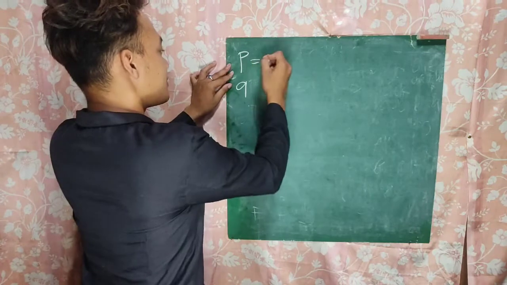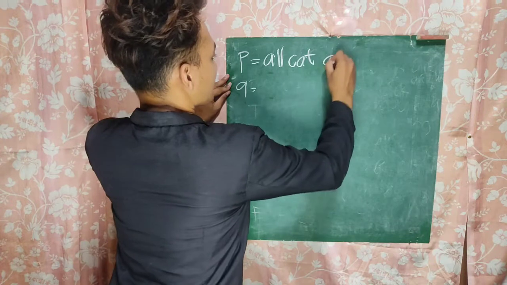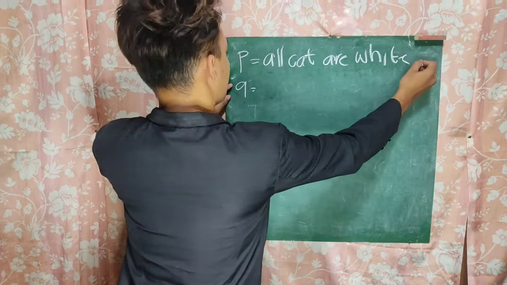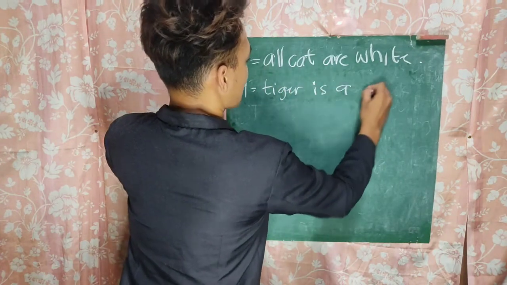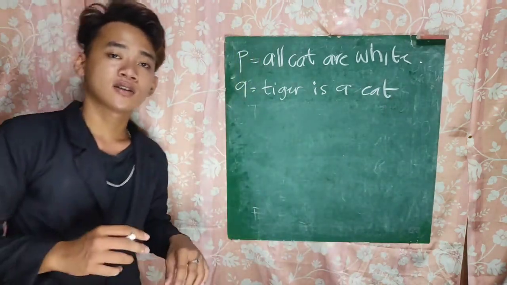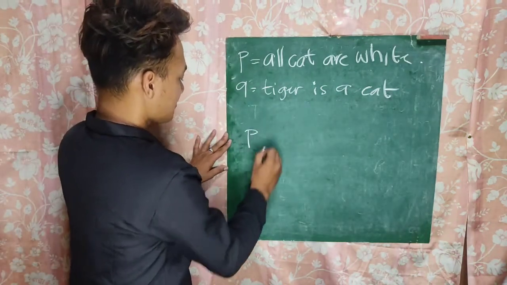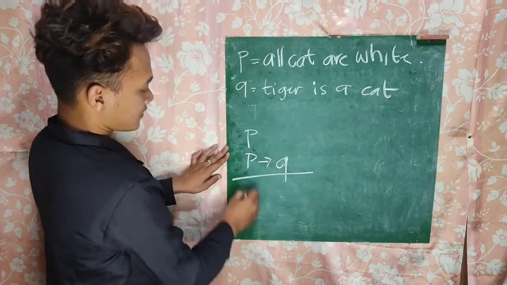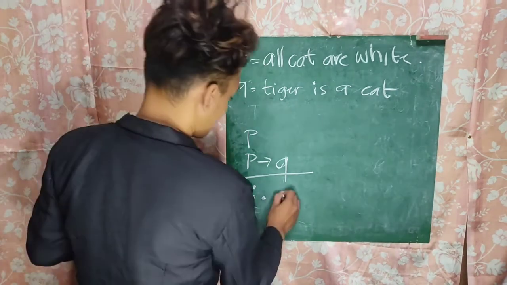If our P would be all cats are white, and Q, Tiger is a cat. What is our formula for modus ponens again? It looks like this: P implies Q, and P, therefore Q.